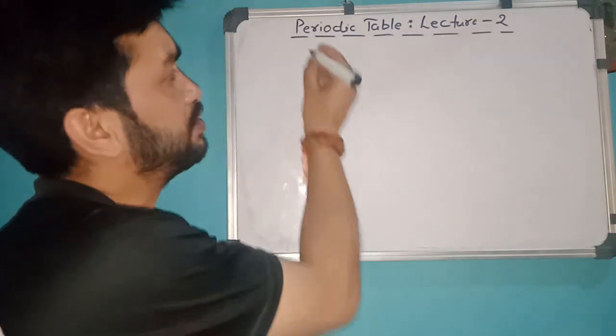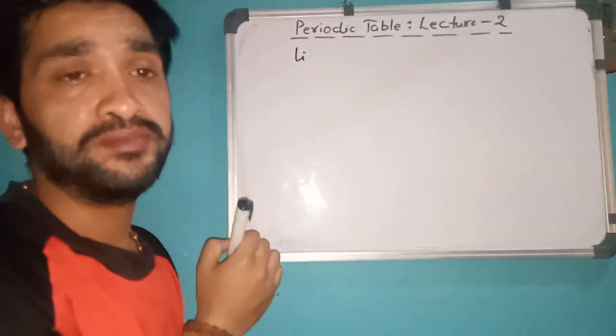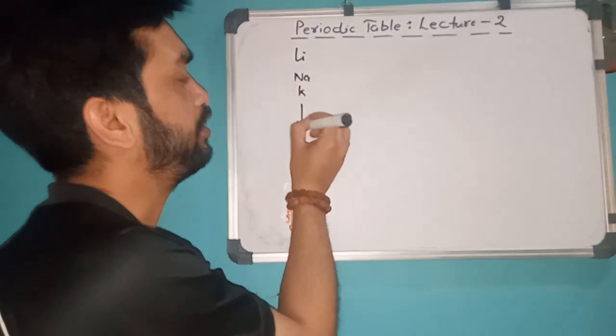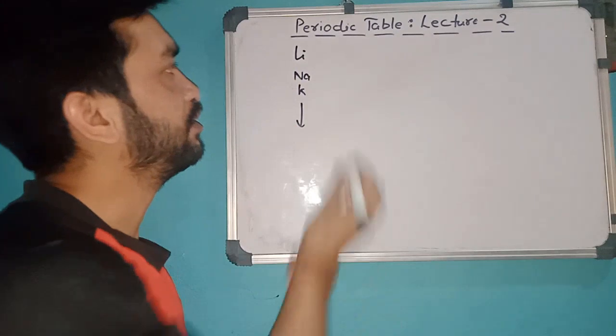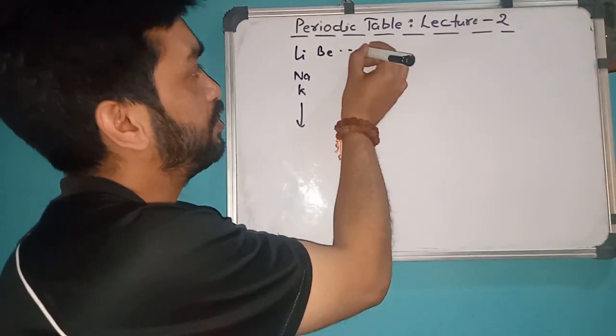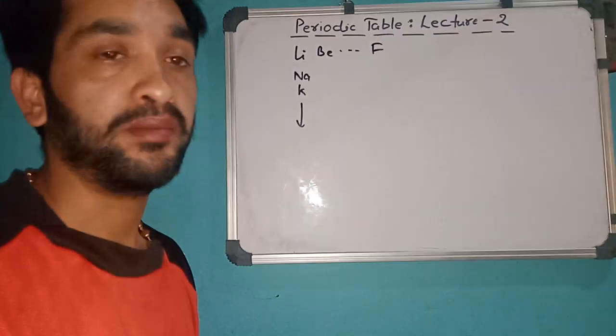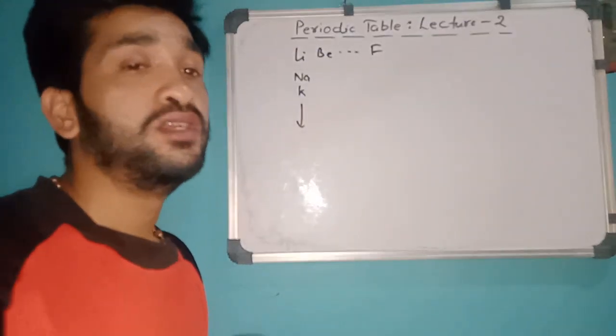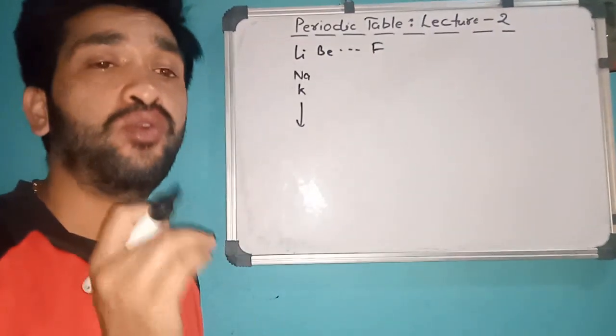So let's take group number 1. Group number 1 is lithium, sodium, potassium, rubidium, cesium, francium, in this way. If you go to this side, in a period you go lithium, beryllium, in this way up till fluorine. After that is neon, and that is a noble gas. So this is flow chart number 1, which you don't have to remember.